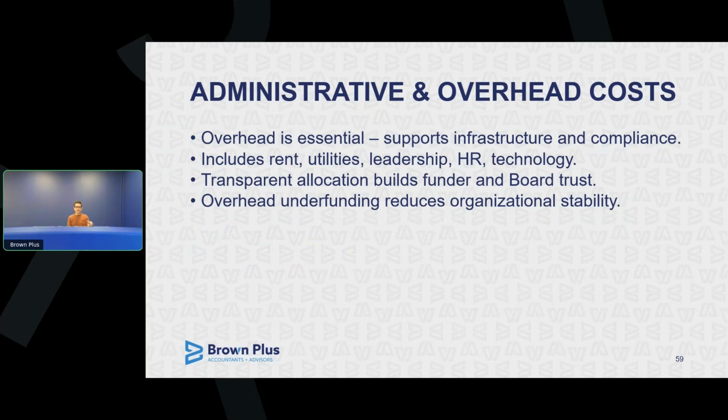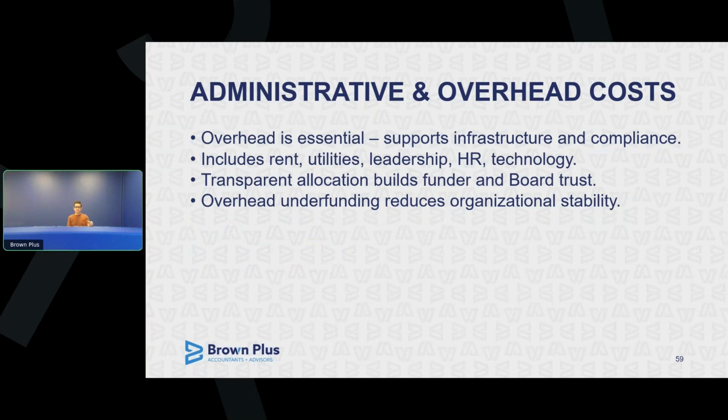Now, the tricky part is allocating overhead to programs. And this doesn't have to be complicated. We talked about two possible ways of allocating previously. Again, the method just needs to make sense and be used consistently. Some nonprofits will assign overhead based on staff time, which is very common. There are others that might use square footage or some other method. There is no perfect method, and what matters is that it's logical, fair, and that you stick with it.